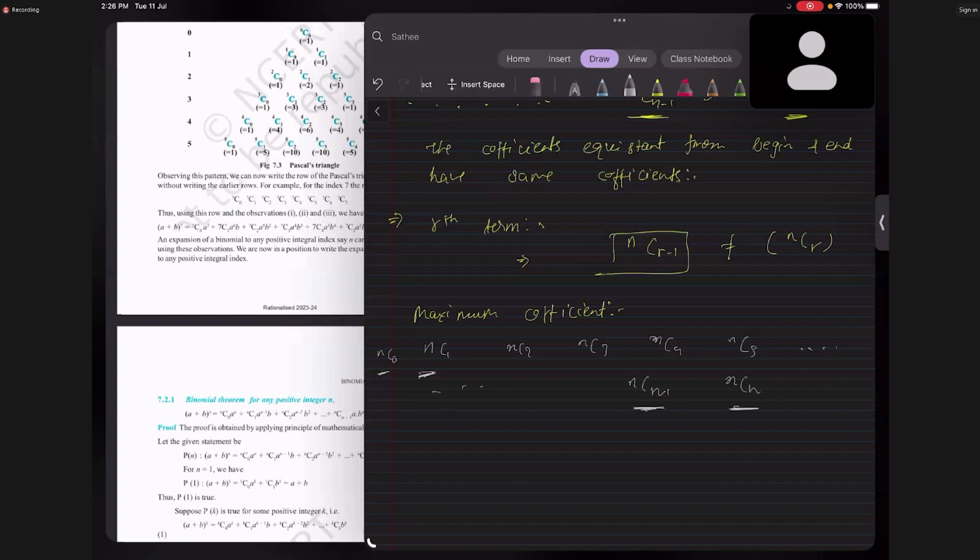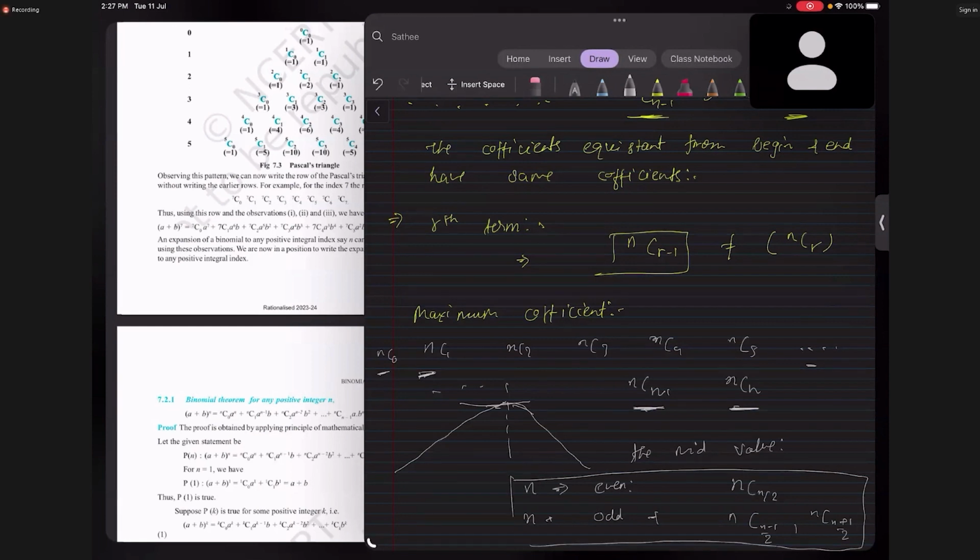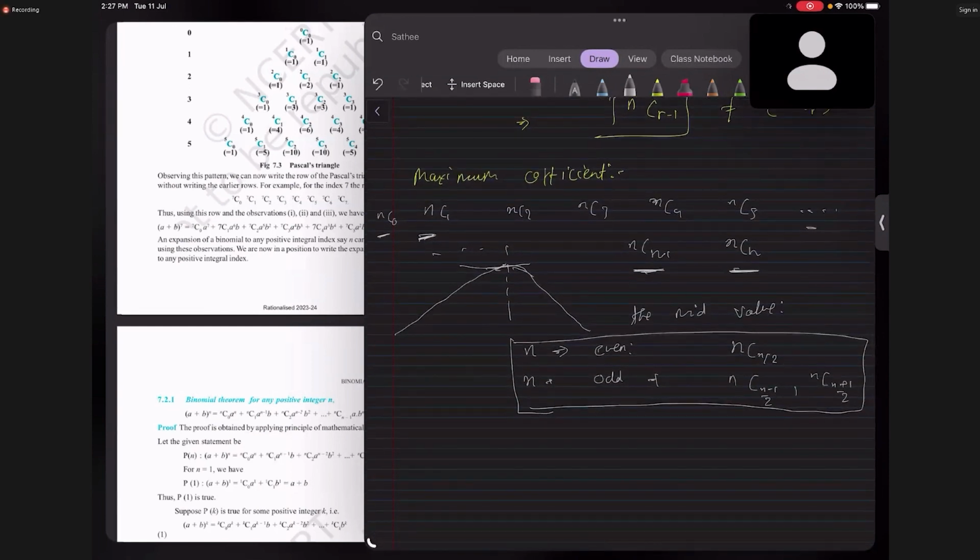So you can assume that the value will first increase up to a certain value, and then start decreasing. Okay, so there will be some maximum value of coefficient in between. This maximum value is nothing but the mid value. So if n is even, then the maximum value will be nC(n/2), and if n is odd, then nC((n minus 1)/2) and nC((n plus 1)/2) both will be the global maximum values. Okay, so this is also an important thing that you will need to keep in mind while doing the exercise and problems related to the binomial theorem.